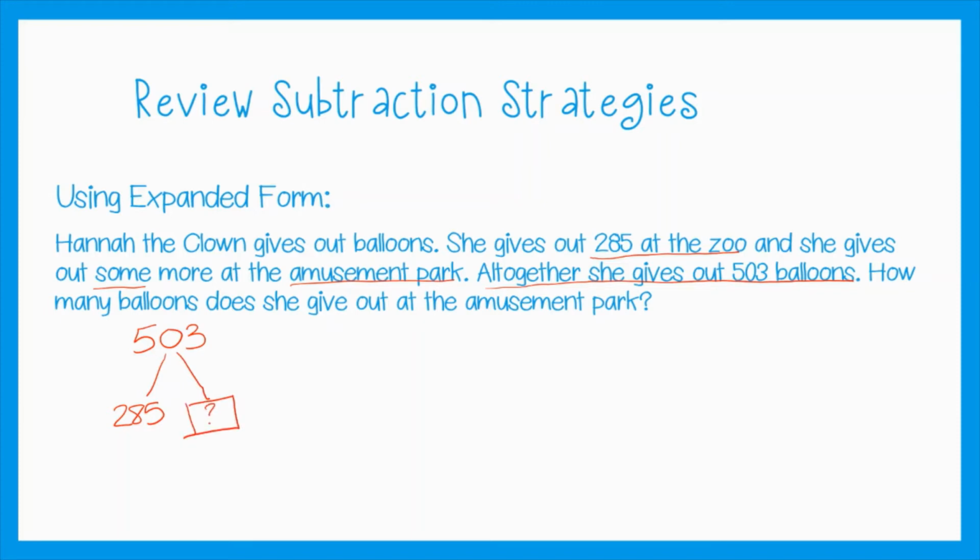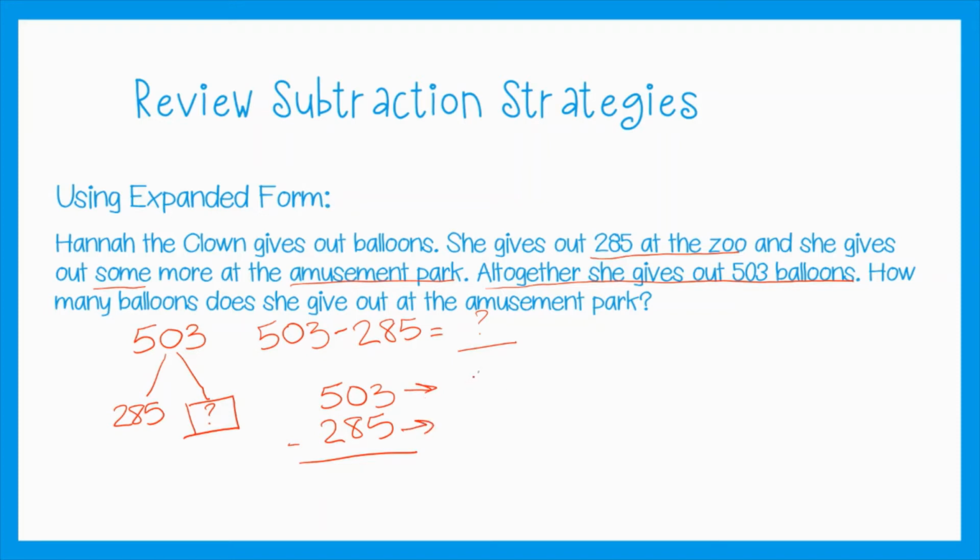So we can write this into an equation. 503 is our total minus the 285 at the zoo. And then we can solve to find out how many she gave out at the amusement park. So let's write this out in expanded form. We have 503 minus 285. Remember, we write it in vertical form first. And now we're going to break it apart.